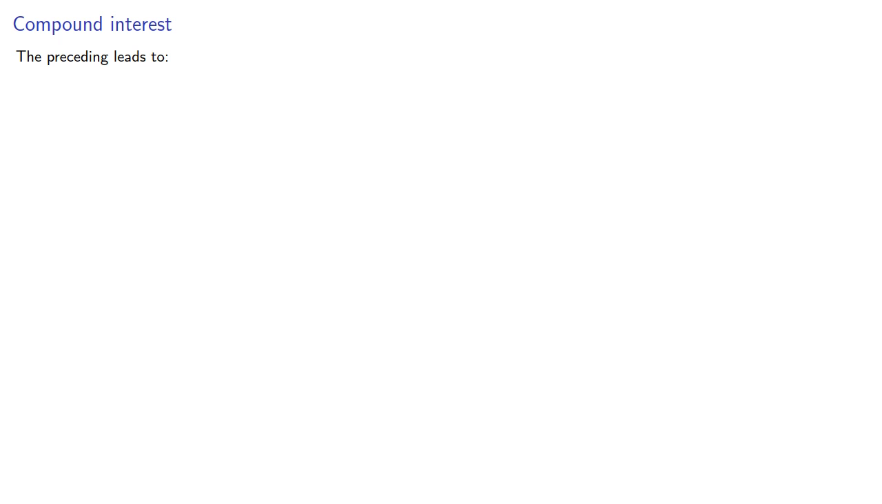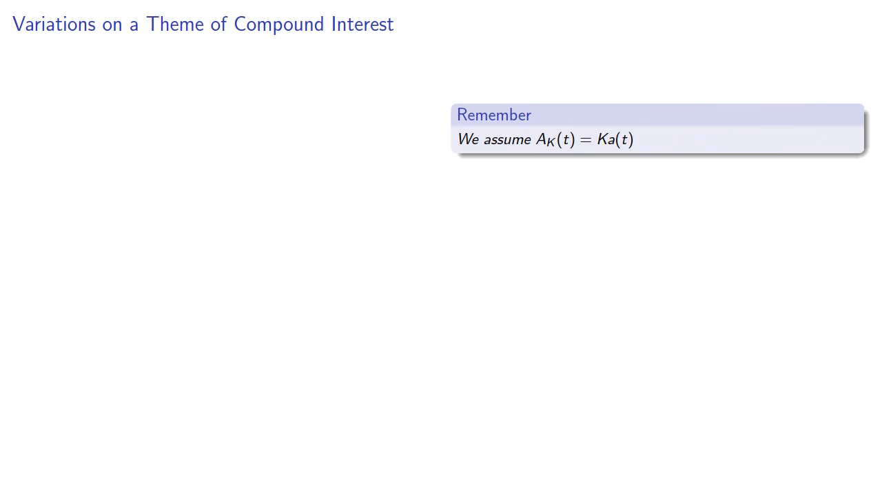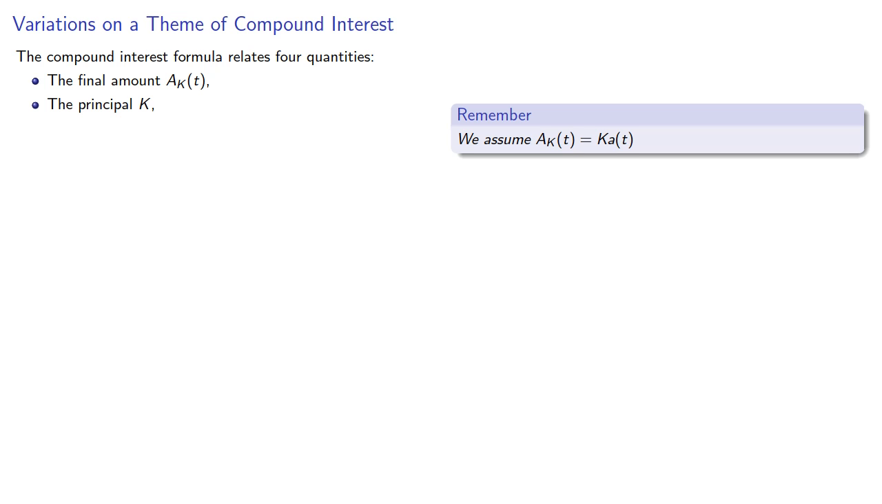And this leads to the compound interest accumulation function. So the compound interest accumulation function for interest rate I is 1 plus I raised to the t-th power. So remember, we'll be assuming that our amount function A_K(t) is just going to be the amount invested K times the accumulation function a of t. And so the compound interest formula relates four quantities: the final amount A_K(t), the principal K, the time t, and the interest rate I. And given any three, we can solve for the fourth.